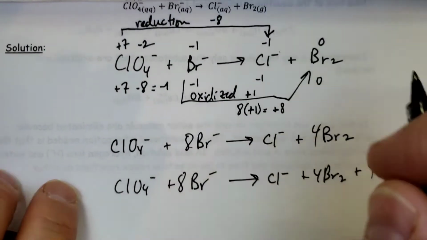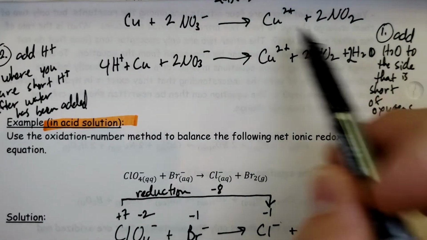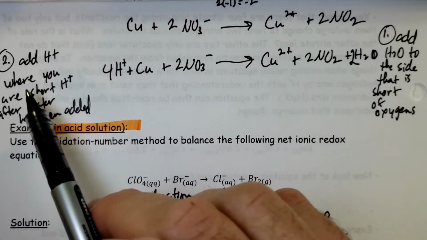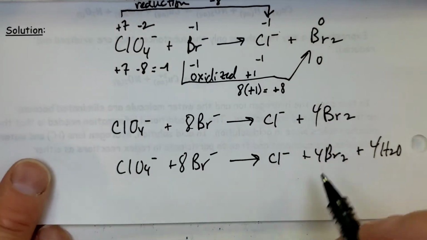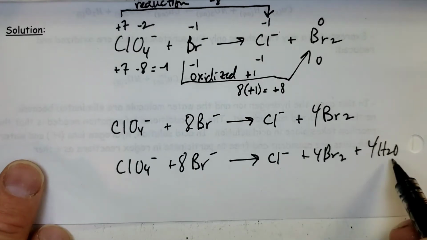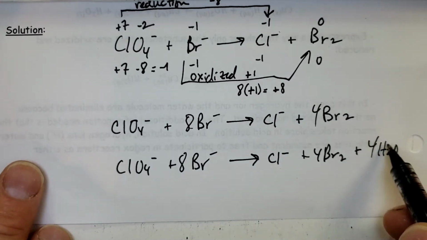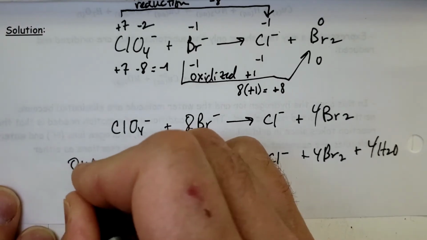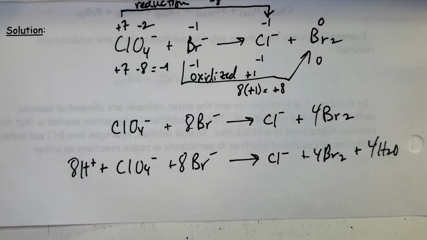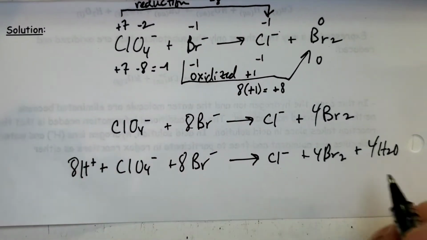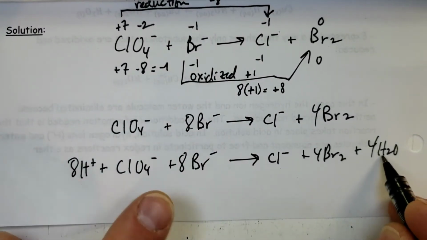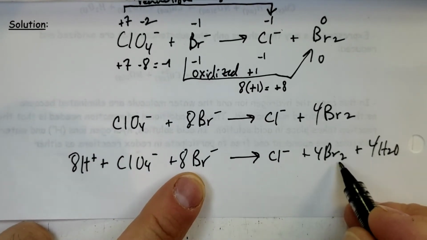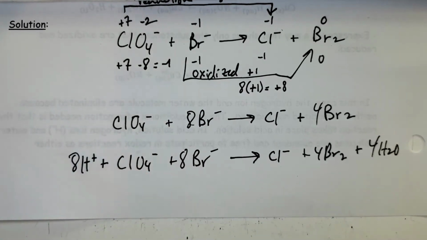And then, to the opposite side, I'm going to add H pluses. It just so works here that H2O is on the right-hand side. That isn't always the case. Add H pluses to where we're short on H's. So let's see what I have here. I have a total of 4 times 2, which is 8 H's. Here I have no H's. So I'm going to have to add a total of 8 H's to that side. And if we take a look at this, it should be balanced. 8 H's, 8 H's. 4 O's, 4 O's, 8 Br's, 8 Br's, 1 Cl, 1 Cl.